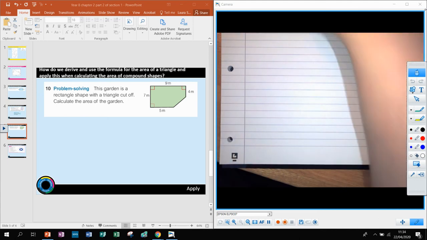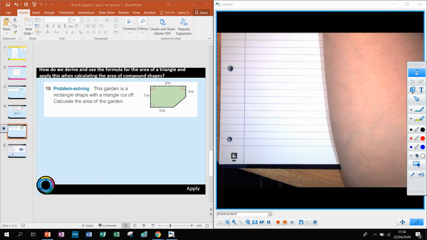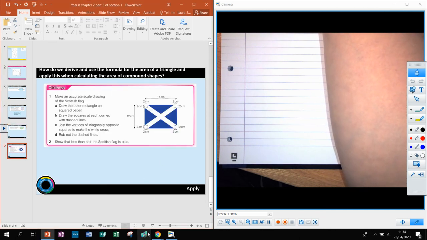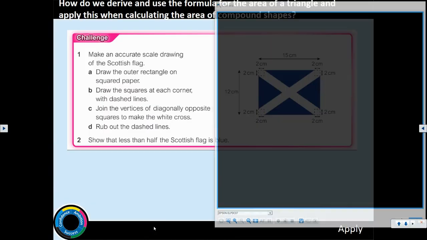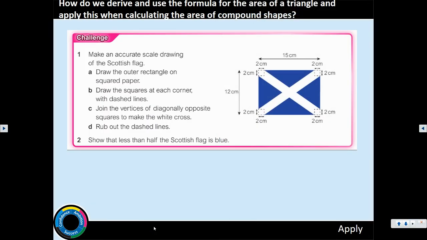So that ends my explanations for this lesson. What I would like you guys to do, for fun, is to try this challenge question, please. It will allow you to draw an accurate Scottish flag, okay?